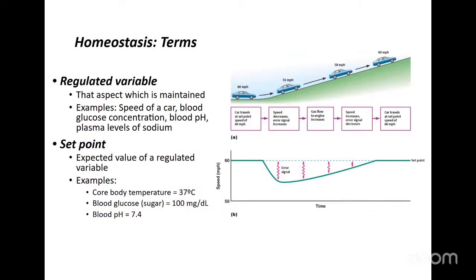And then the set point is going to be the number. That's our expected measurement. So your body temperature is 37 degrees Celsius. Our set point for blood glucose, your sugar level, should be about 100 milligrams per deciliter. Your blood pH is supposed to be at 7.4. Okay? So those would all be examples of set points for these regulated variables.